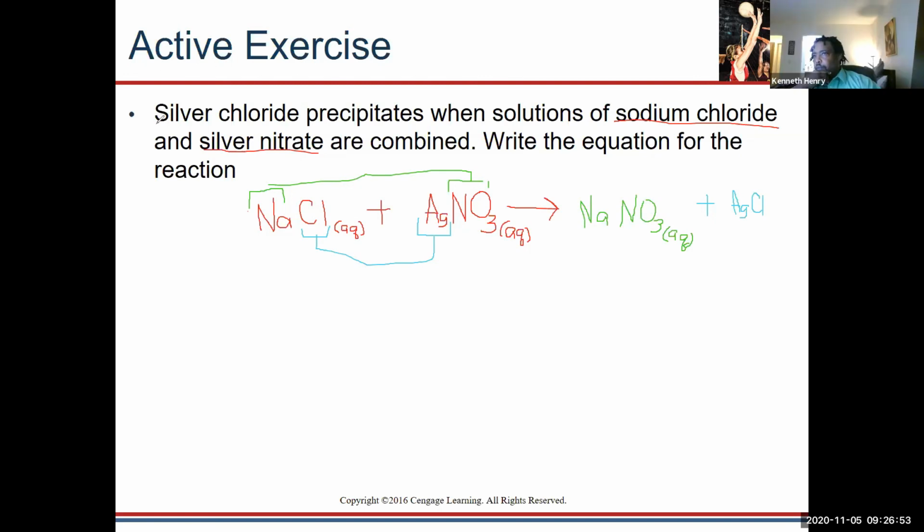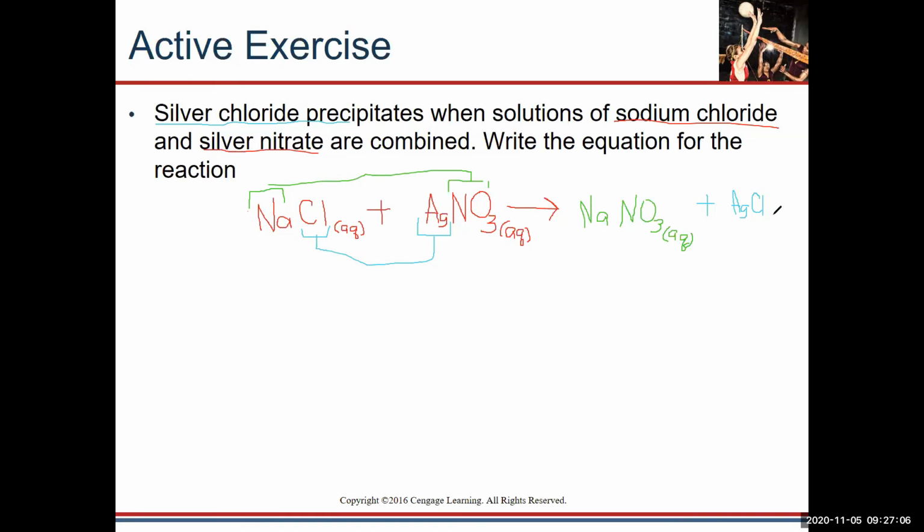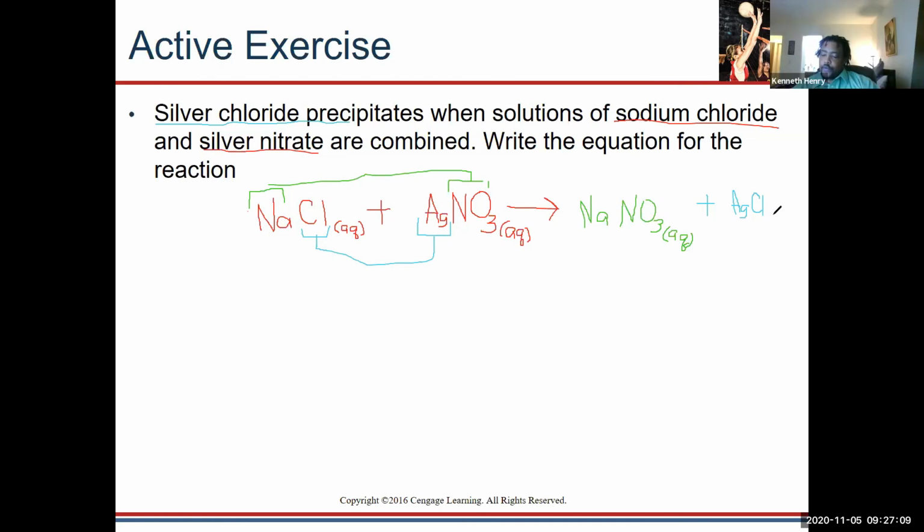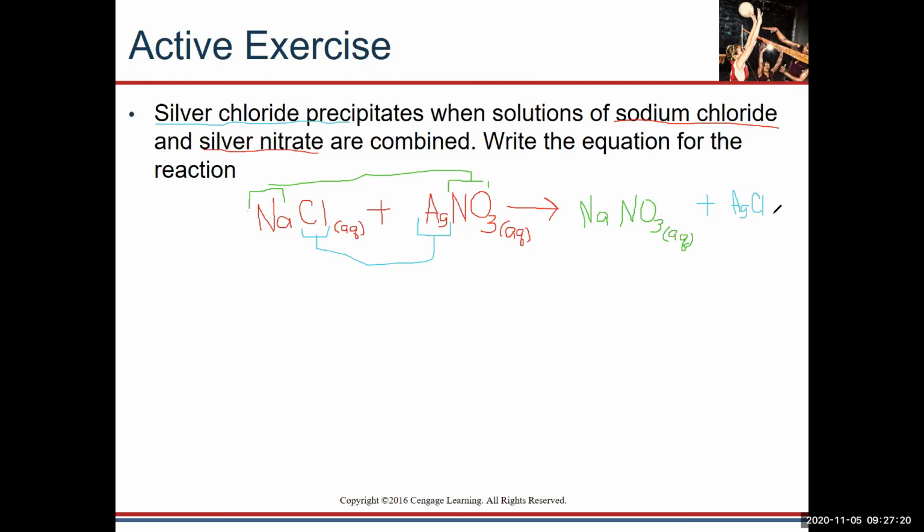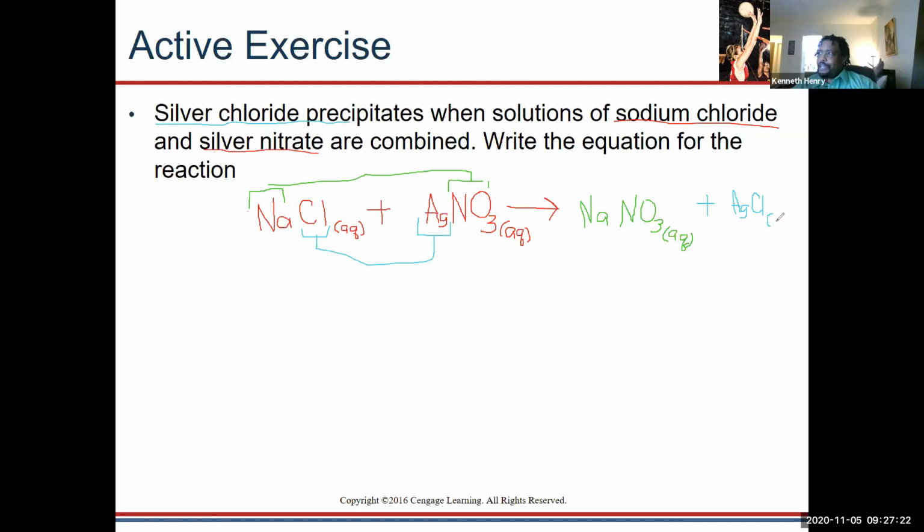And we know that from their problem, it says silver chloride precipitates. So what does that mean? That it's not aqueous. Okay, so if it's not aqueous, then what is it? What does precipitate or precipitation mean? Didn't you say it becomes a solid? That is correct. It becomes a solid. So we're going to put an S there. Okay, is the equation balanced?